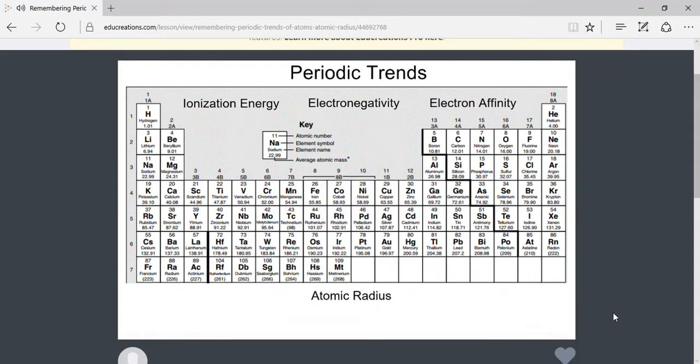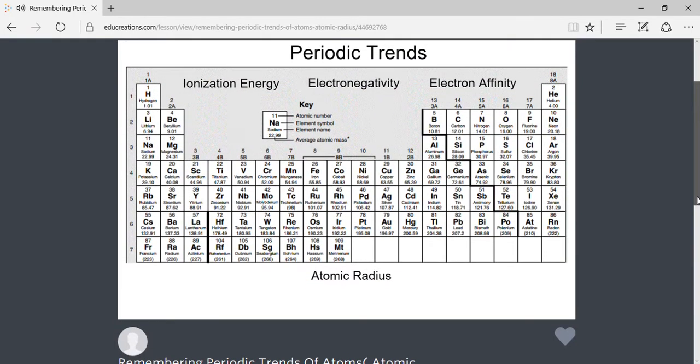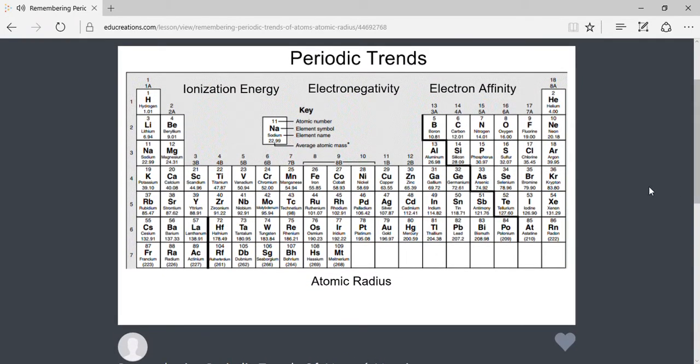In this lesson, we're going to take a look at a few memory tools to help remember some of the periodic trends. Specifically, trends related to atomic radius, ionization energy, electronegativity, and electron affinity. Let's briefly look at a definition for each of these terms or trends.